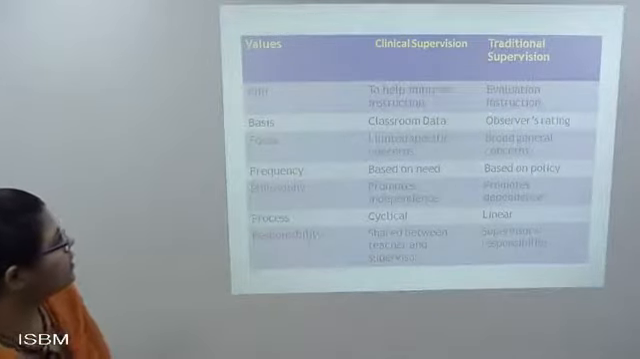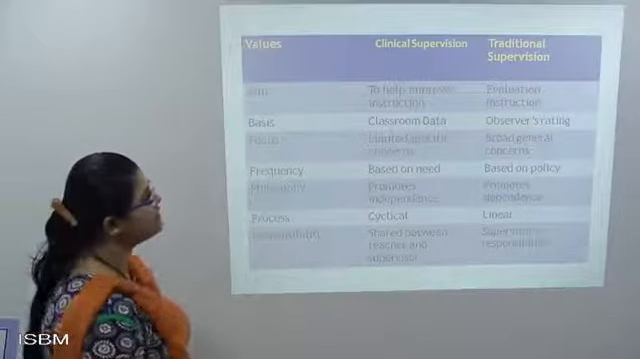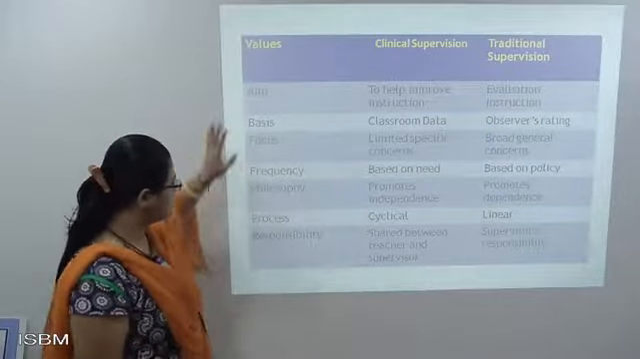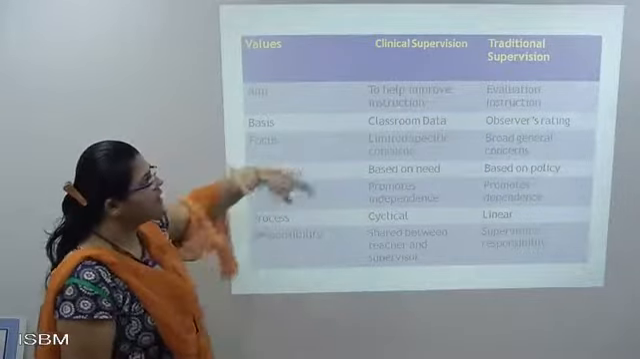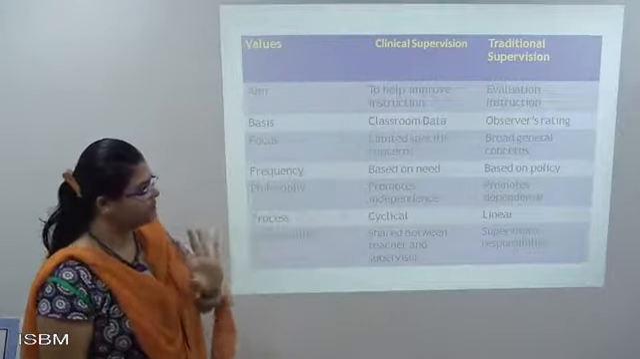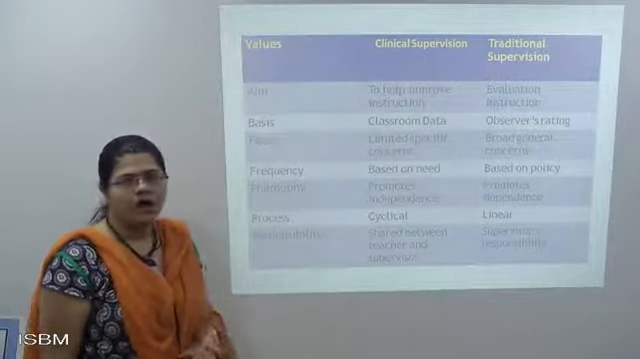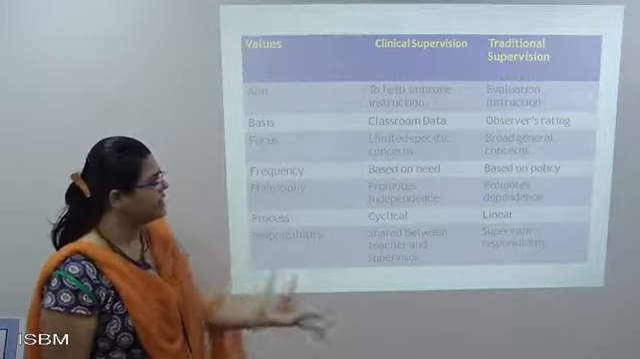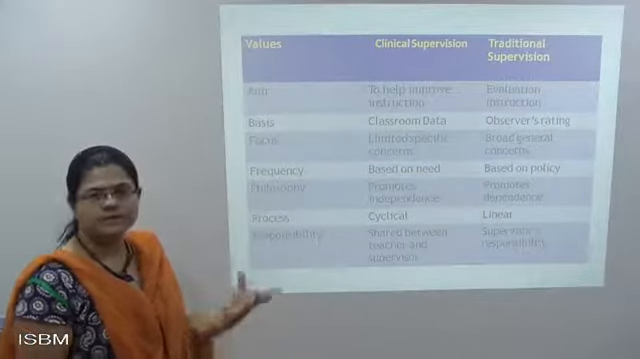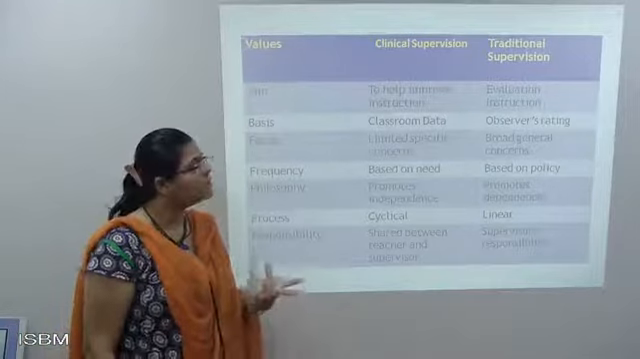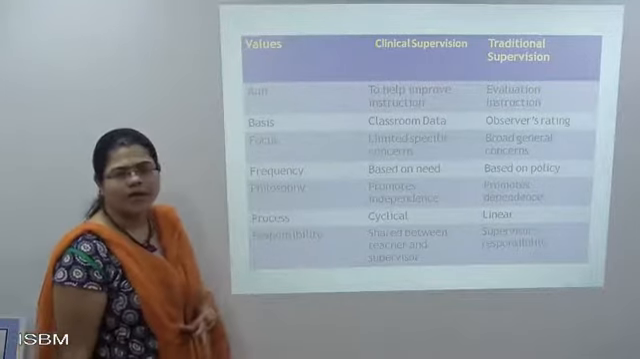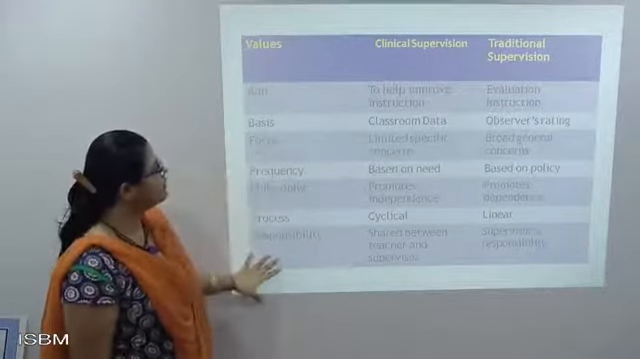Now, what are the things usually seen? Okay, values. These are the different types of values: clinical supervision and traditional supervision. Clinical means modern supervision, a technique, while traditional means the old supervision methods. These two different types of supervision methods are the ones through which the values are built.